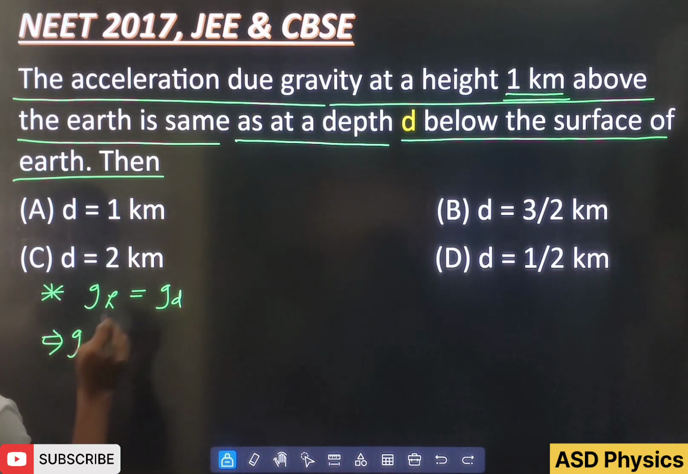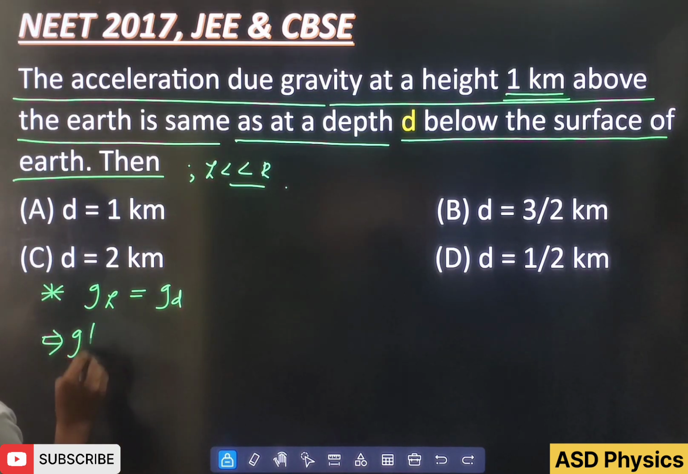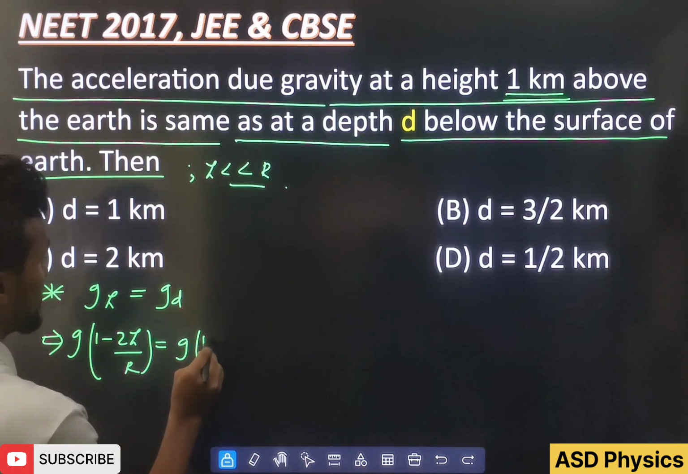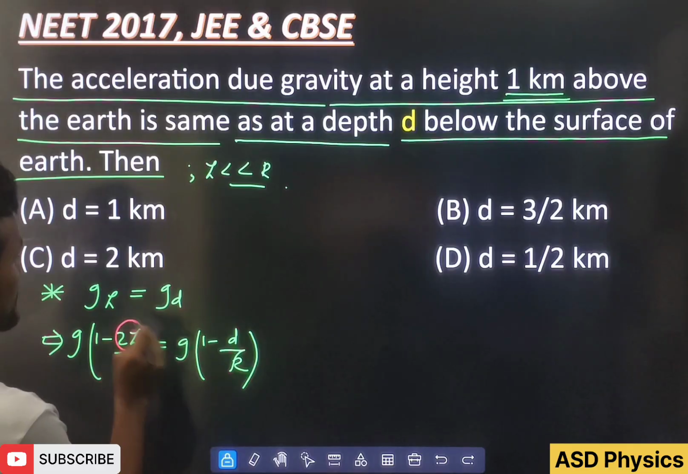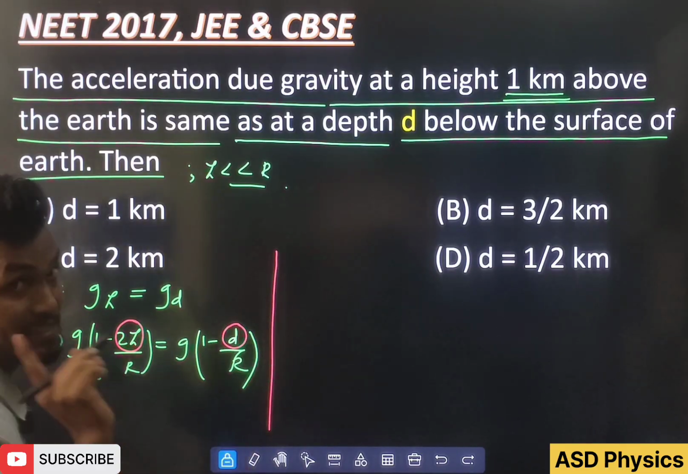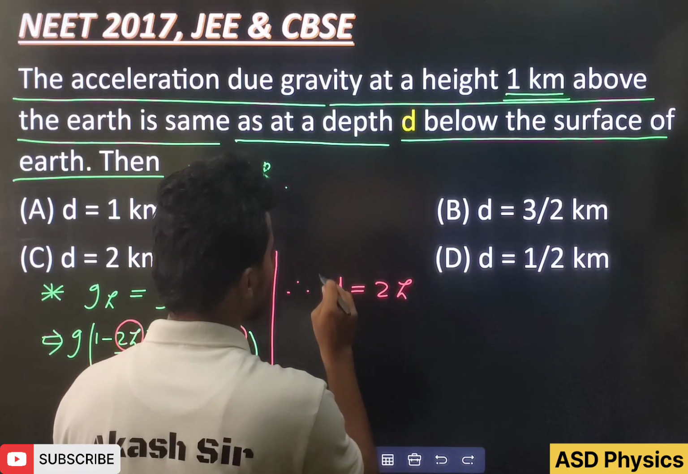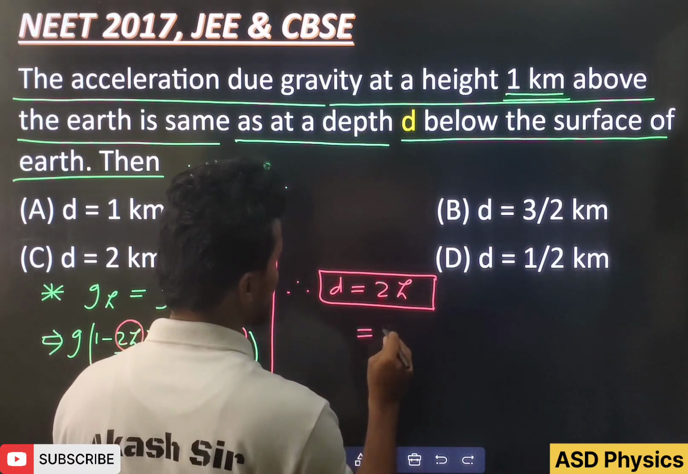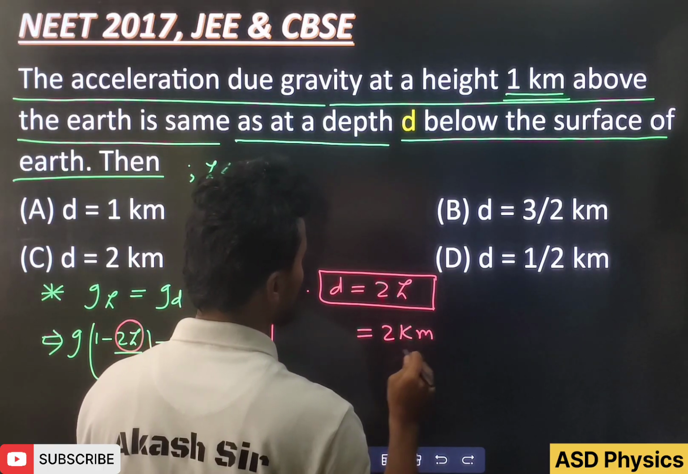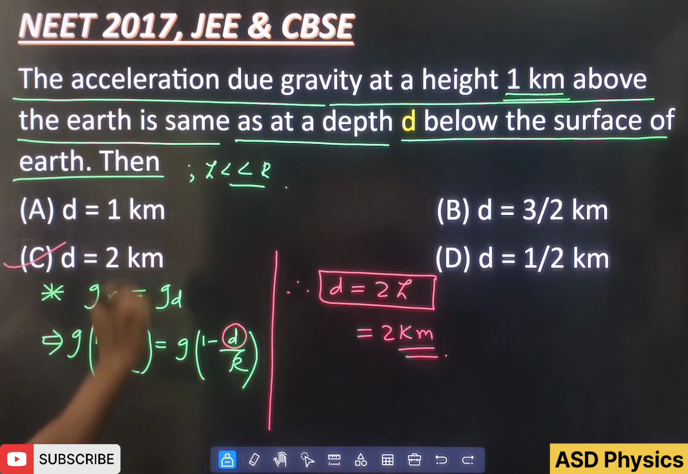So for very small height, that means when h is less than R, we can use the formula g into 1 minus 2h by R is equal to g into 1 minus d by R. You can see very well the formula is looking very similar. That means this 2h is equal to d. Is it? That means d is equal to 2h here. What is the h value given here? 1 kilometer. So hence the d value will be 2 into 1 kilometer. That means the answer is 2 kilometer. Is it? So where is the answer? Option C is the answer.